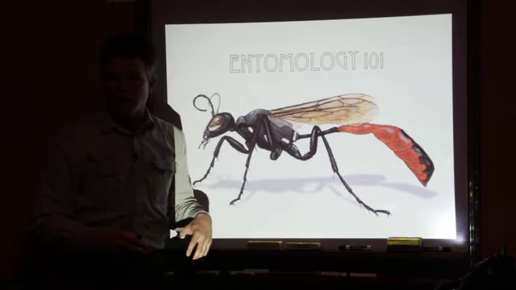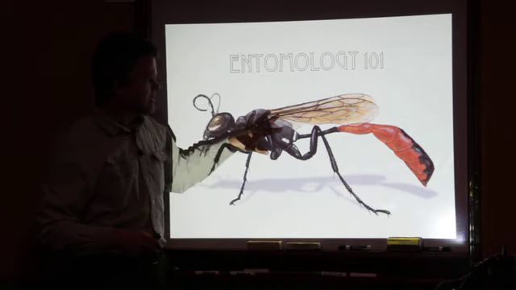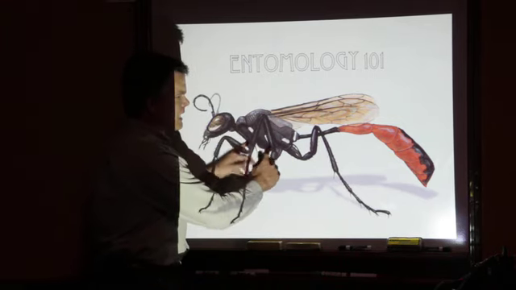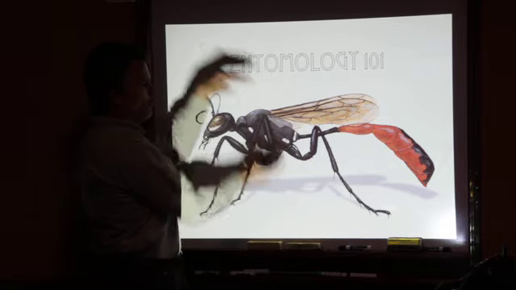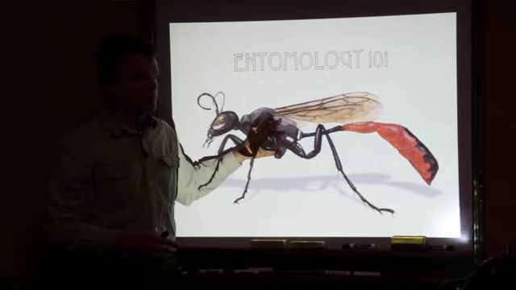Part 2, we have the thorax. If this is the Oval Office, this is the Department of Transportation. All right? This is where the legs attach. This is where the wings attach. All the flight muscles, all that stuff is right here in this middle body segment.